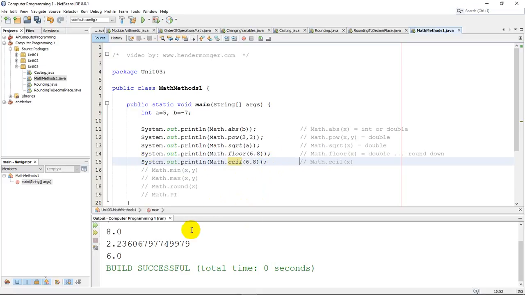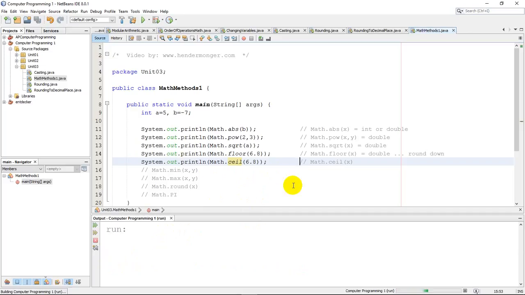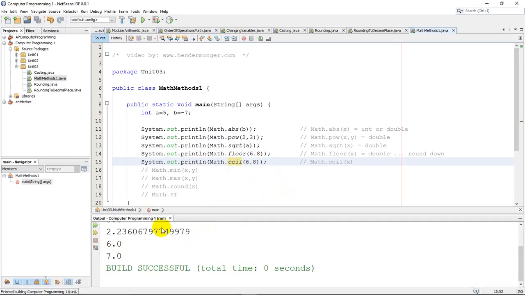Keep in mind I'm adding another line of output, so I'm just looking at the last line of my output screen here. And that one rounds up to 7.0. To prove that point, if I change the 6.8 to a 6.2 and run it, it will still round up to 7.0. So math.ceil will give you a double, and this rounds up all the time, but it will still give you a decimal even though it rounded up.